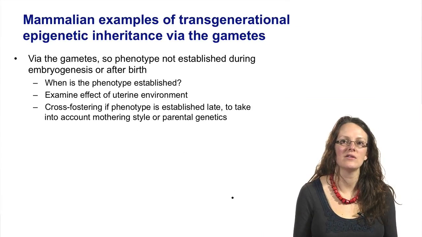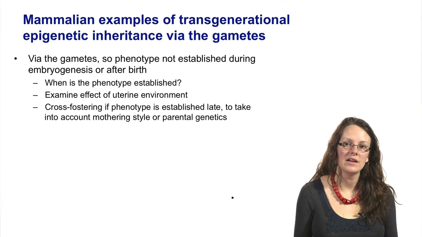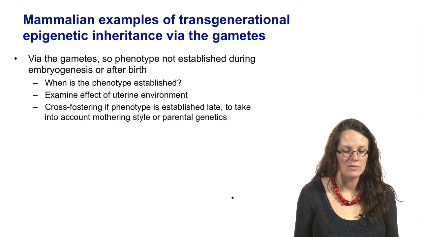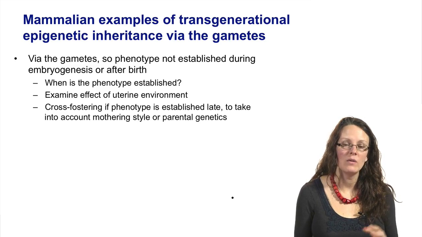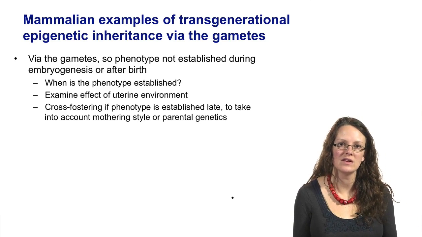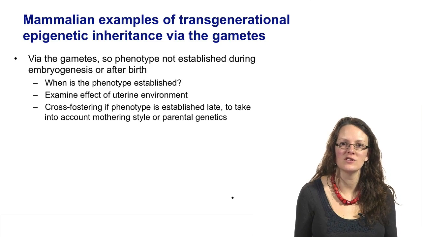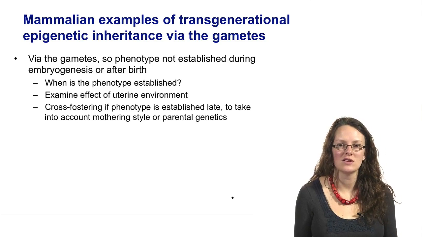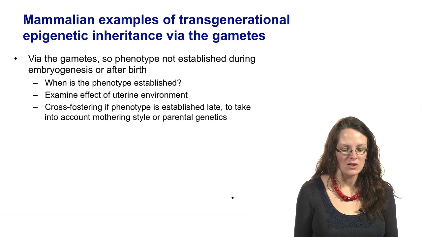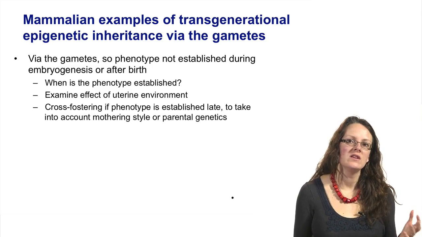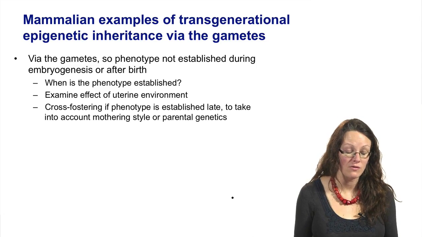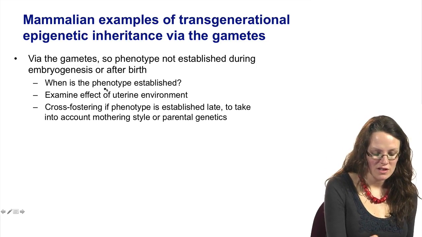So we also know that it happens at other alleles that we'll talk about in later lectures. But I'd like to first think about what this really means and how we can test for it. I started talking in the previous lecture about how we can think about transgenerational epigenetic inheritance happening in humans. But because this is such a controversial topic, we really need to have the appropriate controls to be able to say for sure that something is transgenerational epigenetic inheritance. So the sorts of things we want to think about if it is transgenerational epigenetic inheritance via the gametes is, when is the phenotype established?